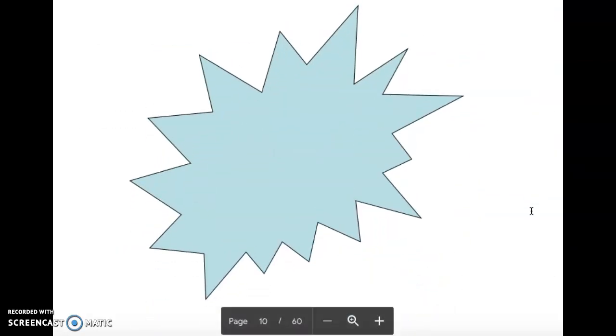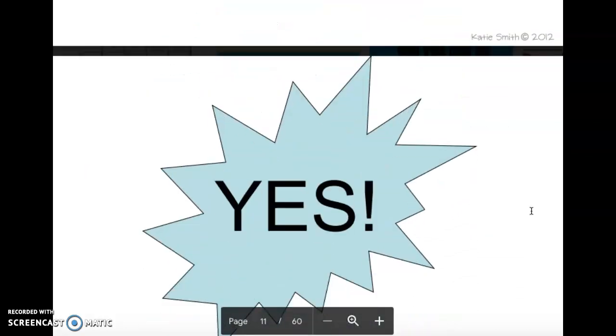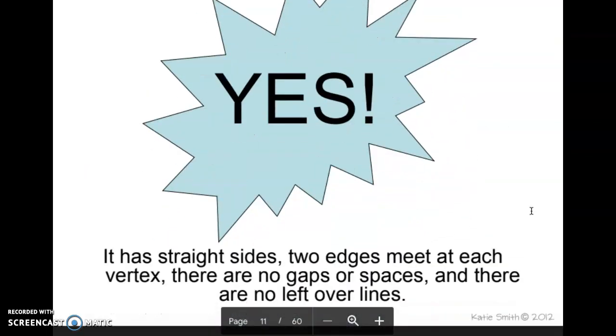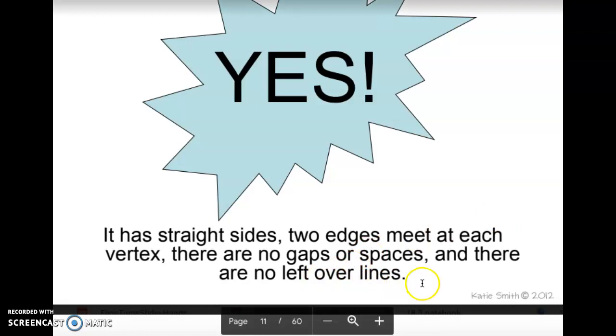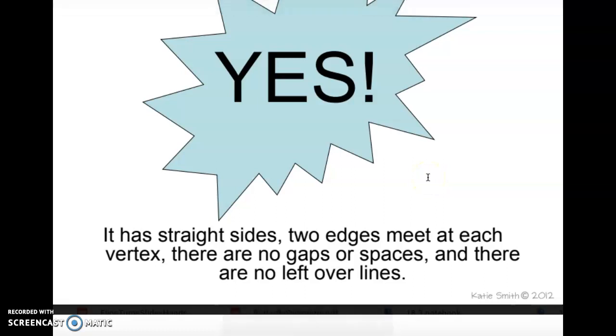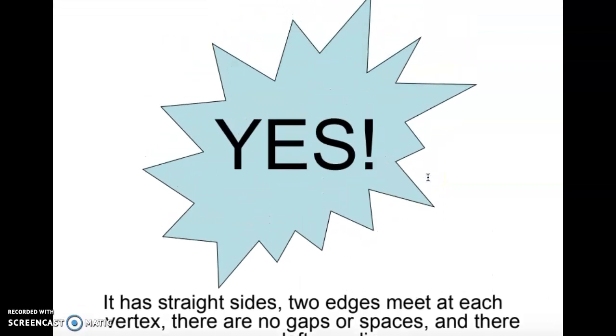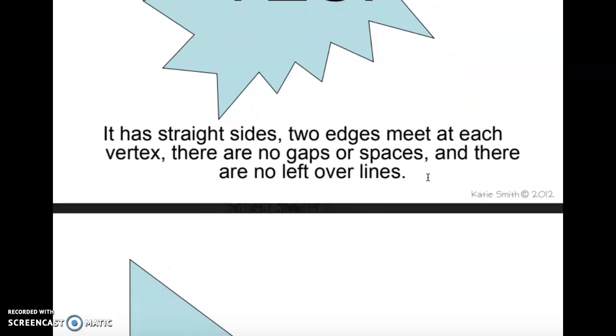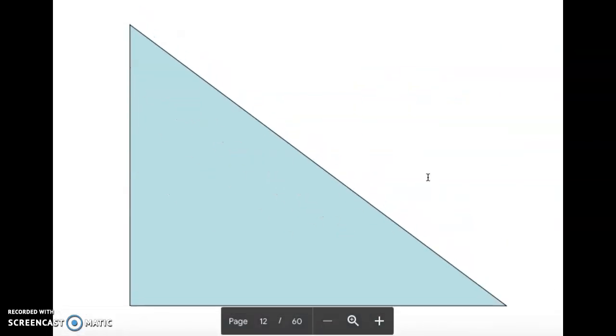All right, you have 5 seconds to think about if this is a polygon or not. Yes, so although it's a funky looking shape, it does have all straight sides. The 2 edges meet at each vertex, which is right here. There's no gaps, no spaces, and no leftover lines. So although this is a crazy looking figure, it is considered a polygon.